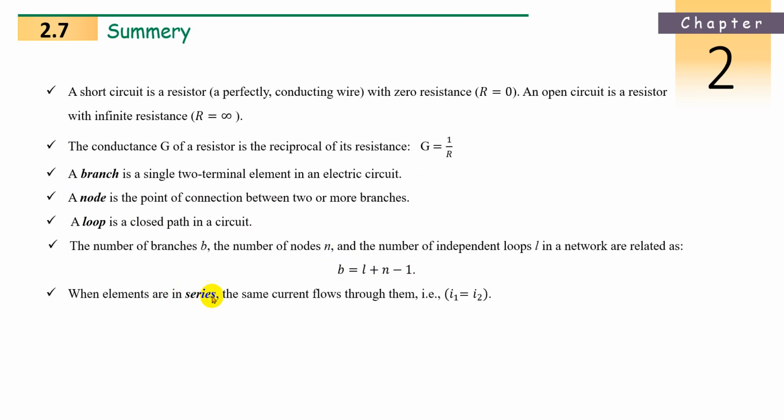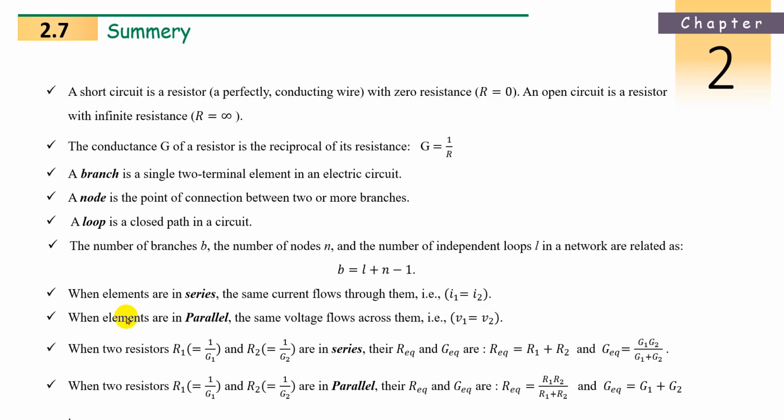When elements are in series, the same current flows through them. If the first element has current I1 and the second element has current I2, then I1 must be equal to I2. In parallel, the voltage is equal. When elements are in parallel, the same voltage appears across them. That is, the first element V1, the second element V2, then V1 is equal to V2. Here element and branch are both the same.